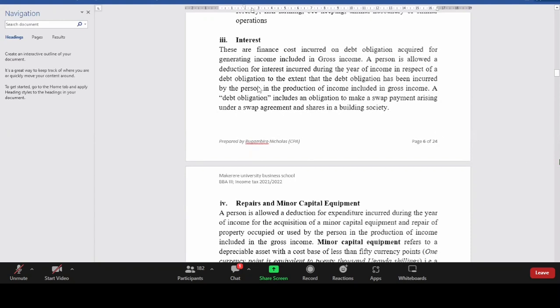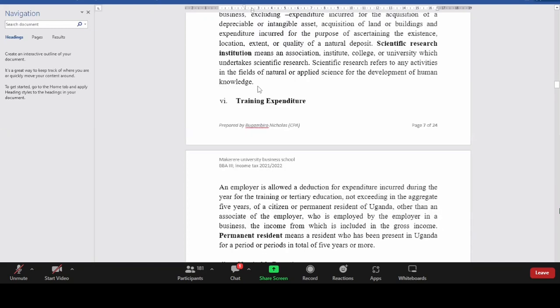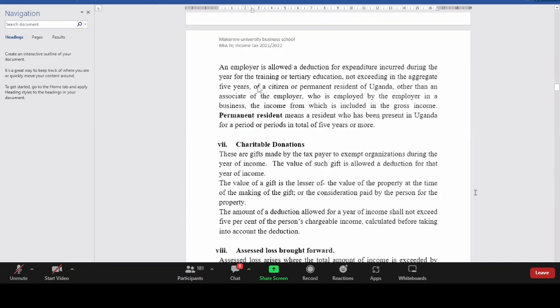All right, guys, we saw all that. Interest, we saw the interest. We saw repairs of minor capital equipment, guys, your review. We saw research, scientific research, and then training expenditure. We saw charitable donations. Charitable donations, if you recall, we said that the allowable deduction should not exceed 5% of the person's chargeable income. So this is another tricky thing I want to re-echo here, because of how they are computed. They are a little tricky. They are funny.